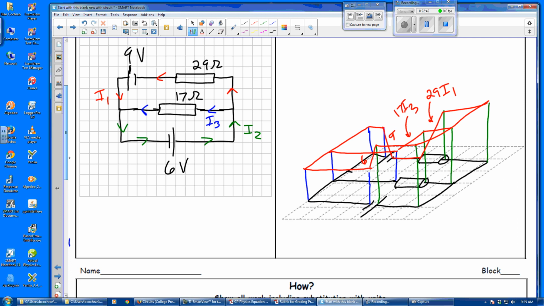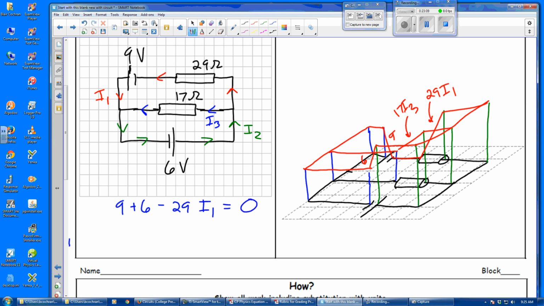So I'm going to do the big outside circle first. Actually, I'm going to draw these right underneath it and then move them down. So the big outside circle, I'm going to go counterclockwise. So I'm going to have 9 plus 6 minus 29 I1 equals 0.